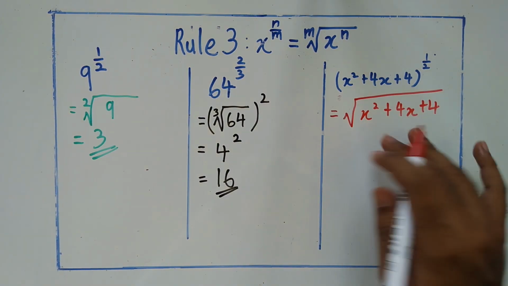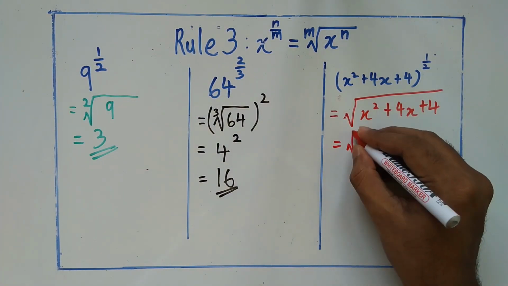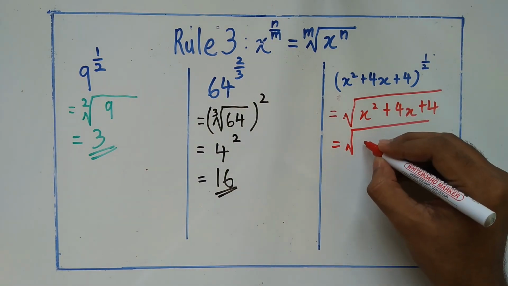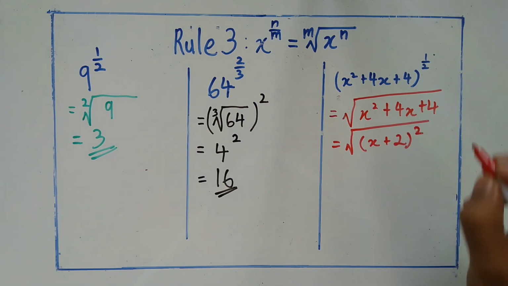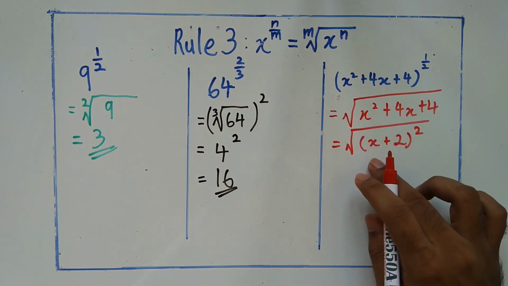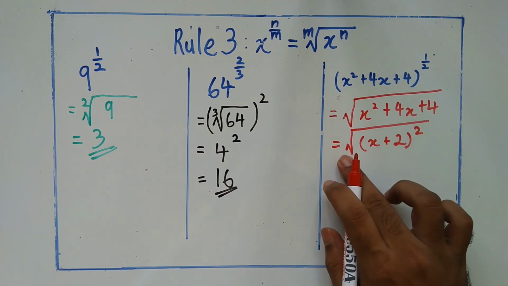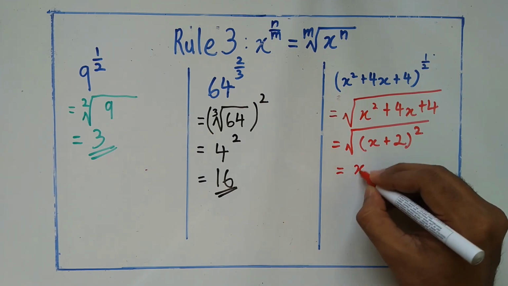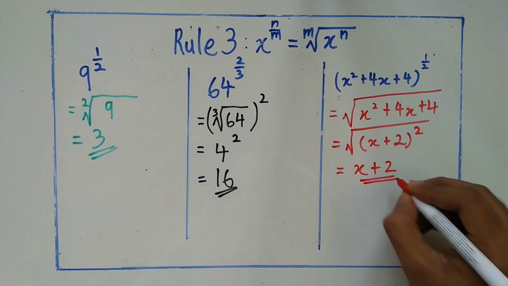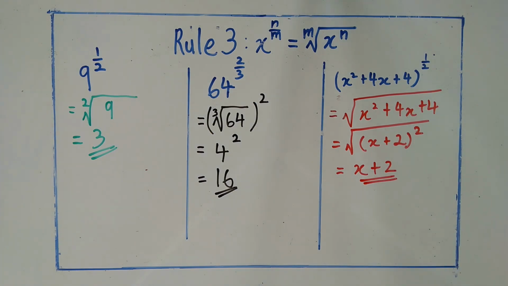We can factorize this term into... we have a square term here and a square root term, so they cancel off each other. We get x plus 2. Just remember, when you deal with fractional exponents, the numerator is the power of the base and the denominator is the root of the base.